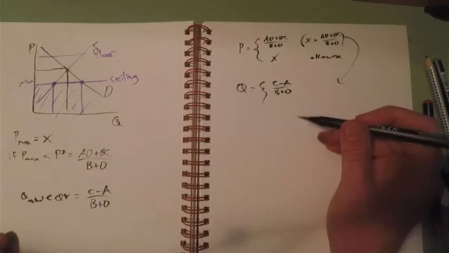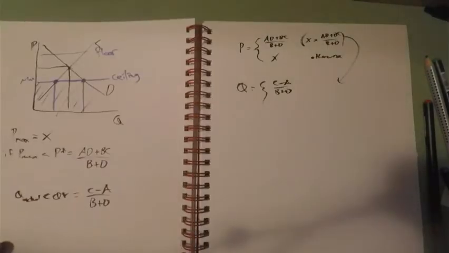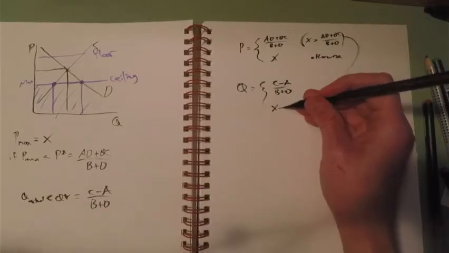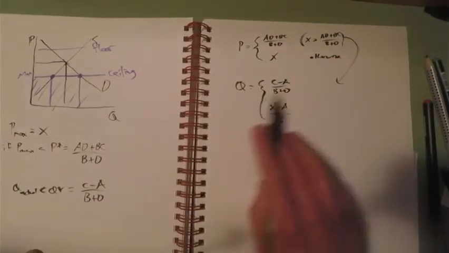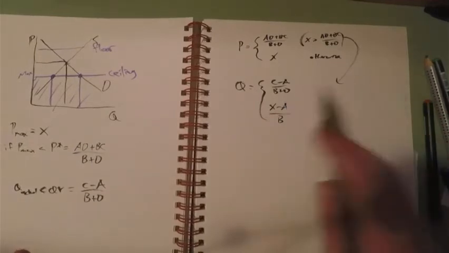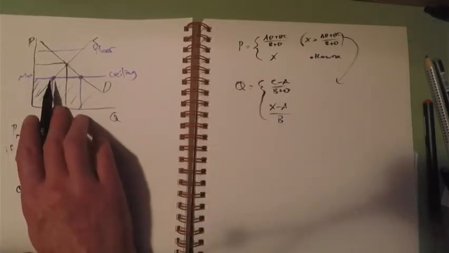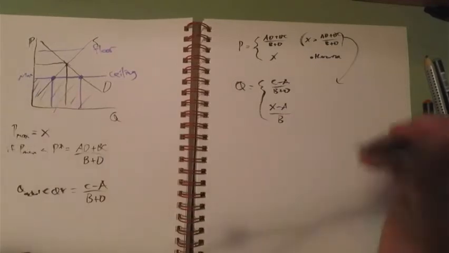If this, and otherwise, what's our quantity going to be? Our quantity is going to be the quantity supplied. So where was our quantity supplied? Quantity supplied is P minus A over B. So P minus A, where P is going to be X, minus A over B. So our quantity is either going to be our equilibrium quantity, or it's going to be whatever quantity we get that corresponds to a price of X being applied to the supply curve.